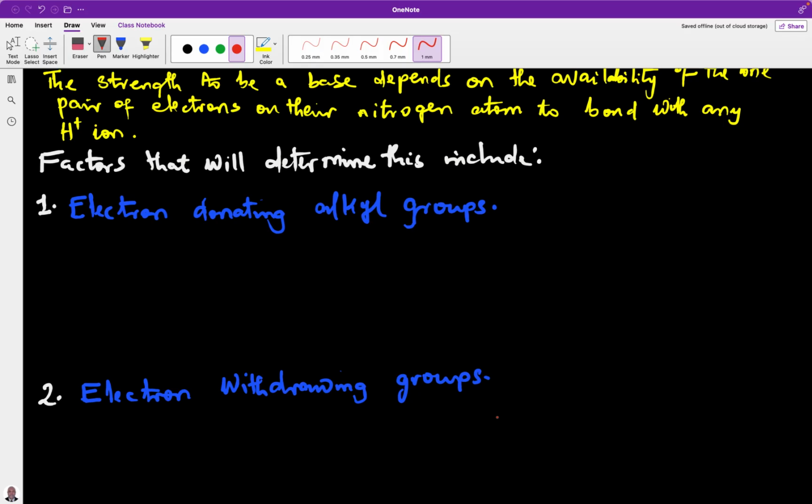On the other hand, when there is an electron withdrawing group, what happens? It draws electrons away from the nitrogen, making electrons less available for bonding. And when electrons are less available for bonding, it leads to that amine being less basic. I'm going to give an example of this.